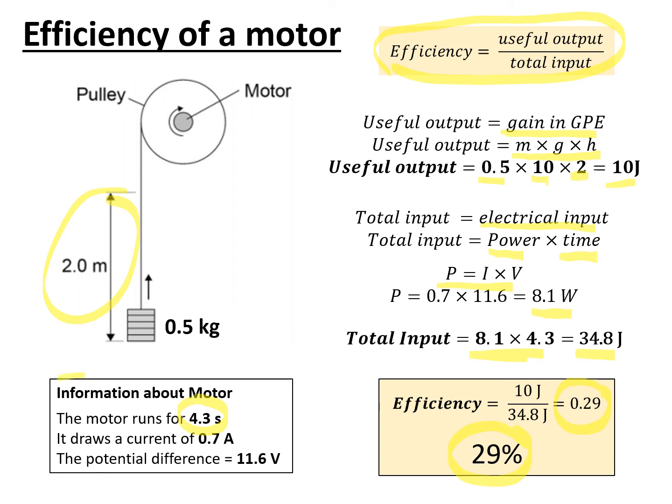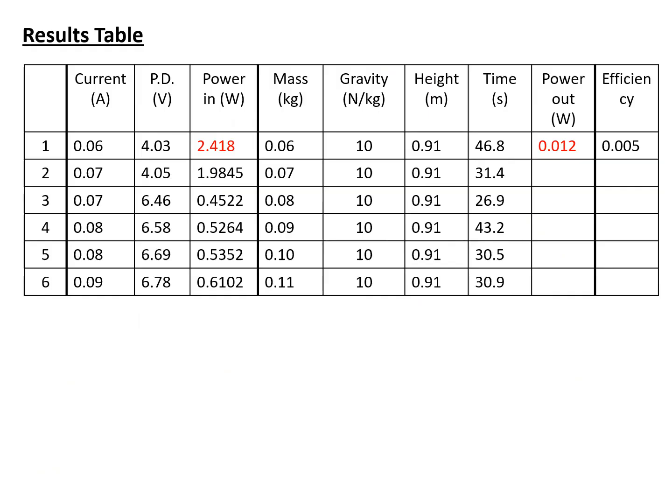You can replay this section of the video if you need to. But these are the measurements that we would take from the practical. What we would do in the practical is we would change the mass. We would increase the mass. We would measure the input energy, and we would measure the gain in GPE, and we would calculate the efficiency and how it changes. Okay, so it's quite a good experiment, and it does stretch your knowledge of energy types and efficiency.